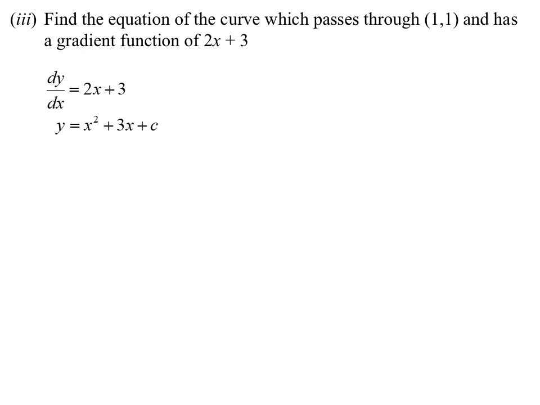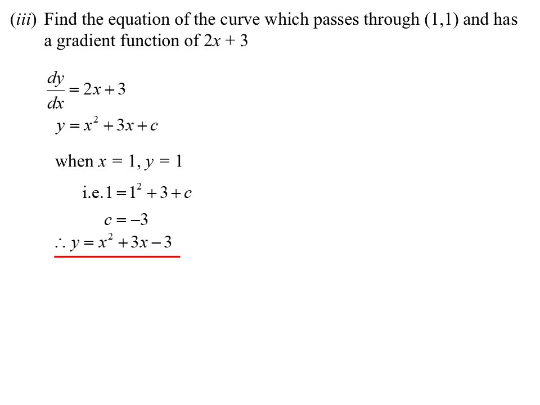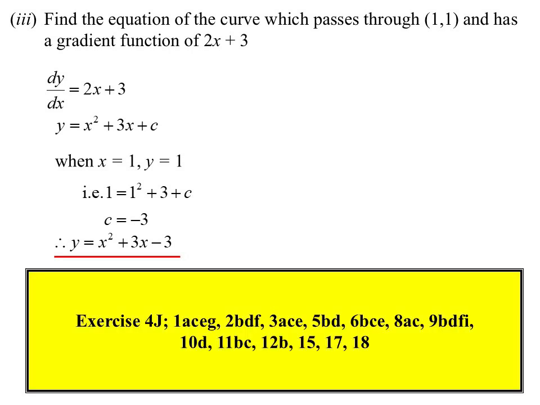We're interested in the particular one that goes through the point 1, 1. So let's substitute in. We know when x equals 1, y equals 1. Playing around with that, we get what our constant value is for this particular situation. Negative 3. There is our parabola. X squared plus 3x minus 3. Okay. That shall do this.